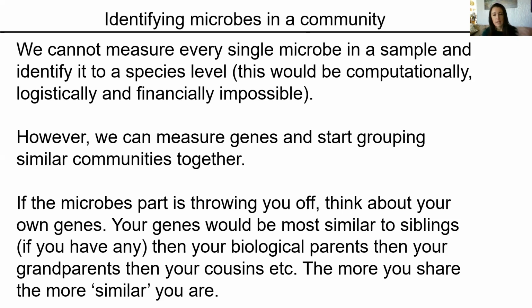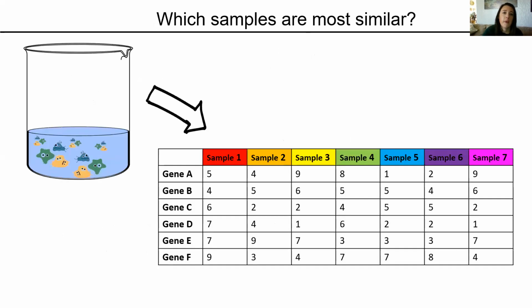And the second level is, what are those genes? What functions do they infer? But if the microbe part is throwing you off, think about your own genes, right? Your genes would be most similar to your siblings. If you have those, I don't, but I hear they're great. Then your biological parents, then your grandparents, cousins, and so on. So the more genes you share, the more similar you are in a genetic landscape.